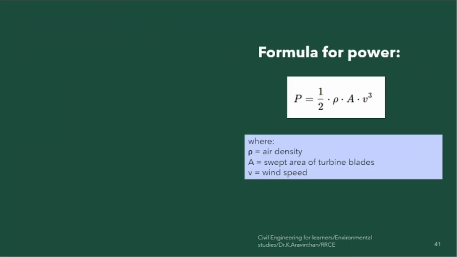Now I will give you a small idea of how we produce power by using a windmill. Power produced P equals half times rho times A times v cubed. Rho is called what? Density. Density of air. A is area, and v is speed.